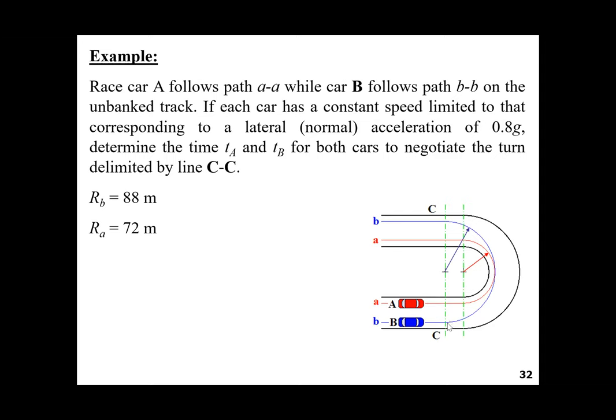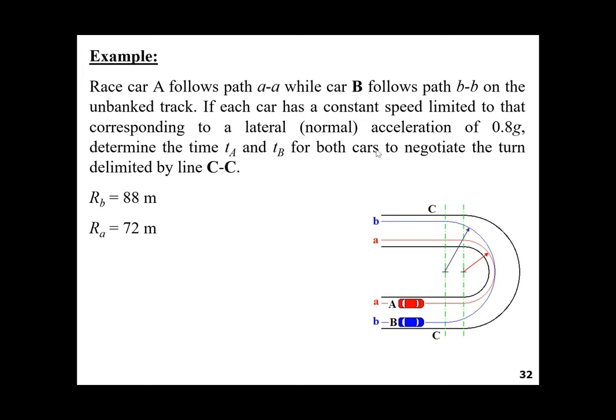For the blue, it goes half a circle with the radius of this magnitude. For red, it goes straight a little bit and half a circle and then a straight. So technically, the center of curvature for this part is here. The center of curvature for this part is here. And those are half circles, so the radius is fixed. The center of curvature is fixed.